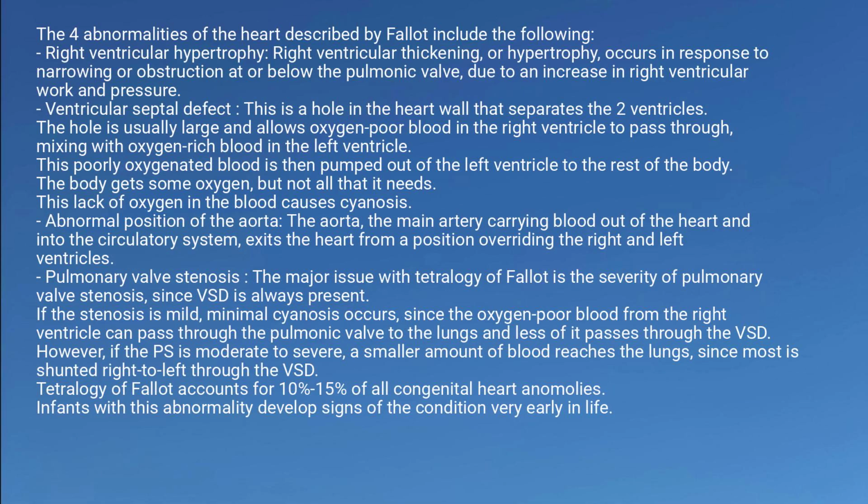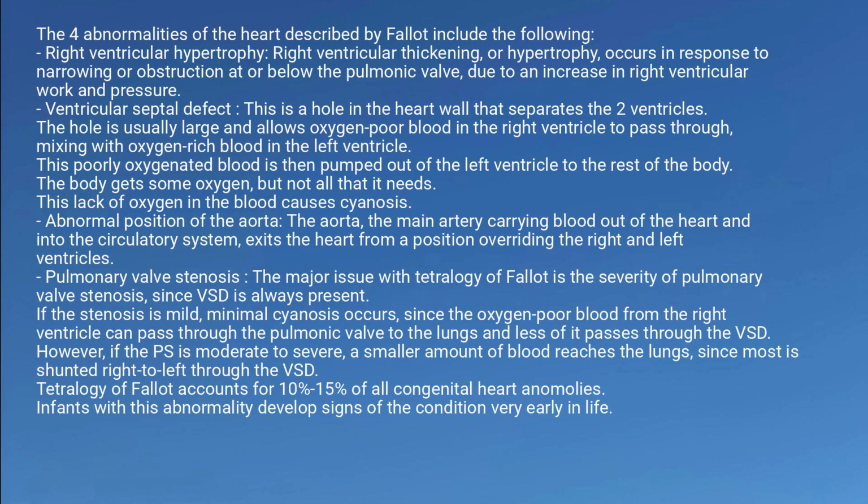The 4 abnormalities of the heart described by Fallot include the following: right ventricular hypertrophy. Right ventricular thickening, or hypertrophy, occurs in response to narrowing or obstruction at or below the pulmonic valve, due to an increase in right ventricular work and pressure.